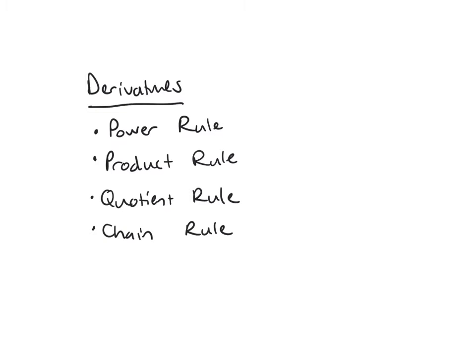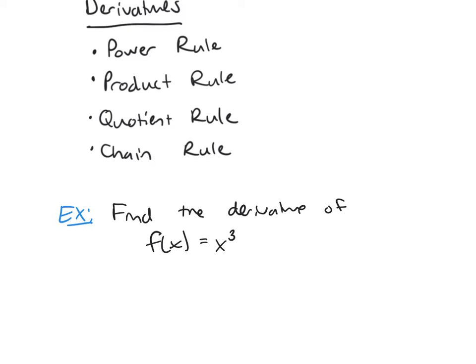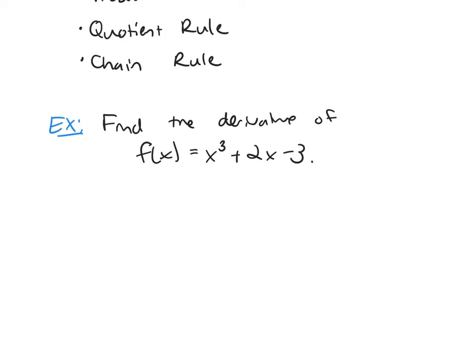So we're going to look at some functions and find derivatives here. So let's look at a few examples. So find the derivative of the function x cubed plus 2x minus 3. So this is a polynomial. Anytime you have a polynomial, when you're looking for a derivative, you just need to use the power rule.